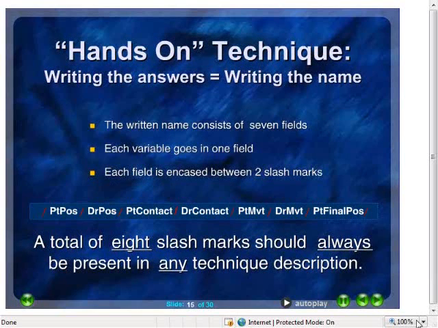The written name consists of 7 fields. Each variable goes in one field. Each field is encased between 2 slash marks. A total of 8 slash marks should always be present in any technique description.